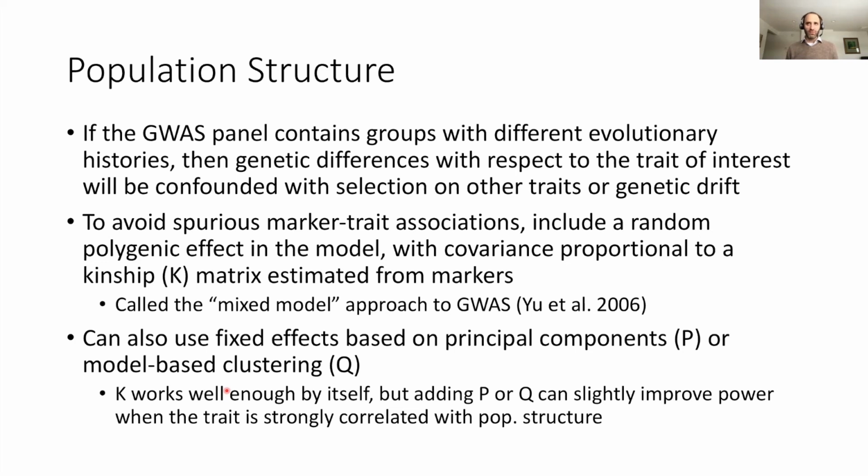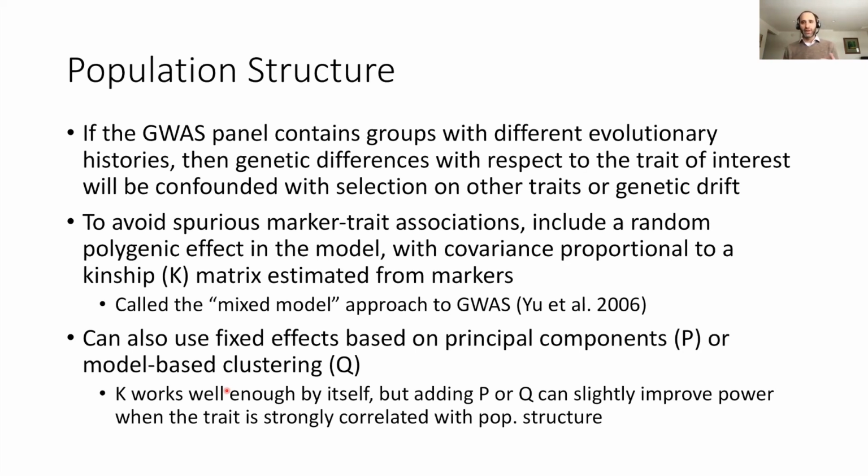And the most efficient way of doing that is to include a random polygenic effect in the model, to a kinship matrix that you estimate from the markers. So this kinship model was originally developed by some plant breeders back in 2006, plant geneticists who brought a new perspective to what up to that point had primarily been the province of human geneticists. And this ushered in the era of mixed model analyses for GWAS.